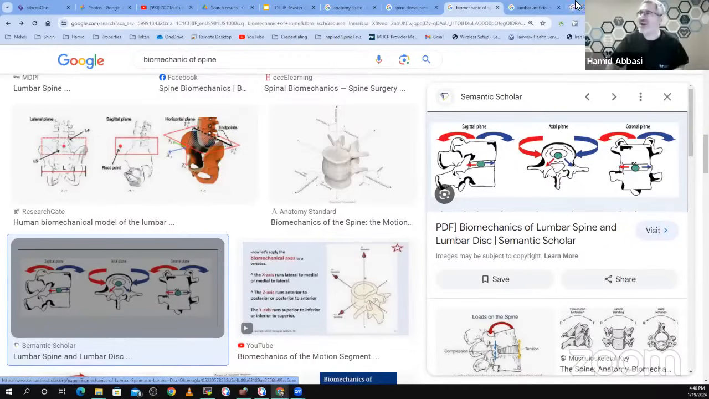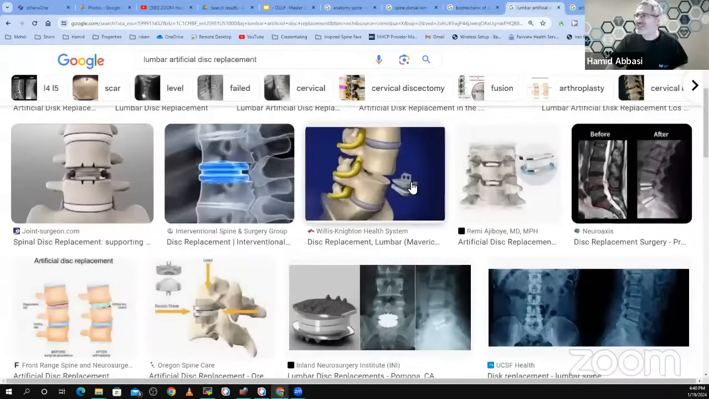Now, by putting something that has a fixed center of rotation, or a center of rotation that is not very flexible, that puts a lot of stress on the facet, on the joint in the back. These biomechanical studies have come out. That is the main reason why, at least for the lumbar artificial disc, they didn't really perform the way we thought they would perform.